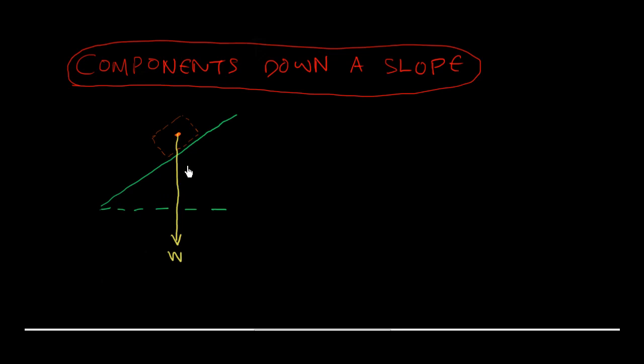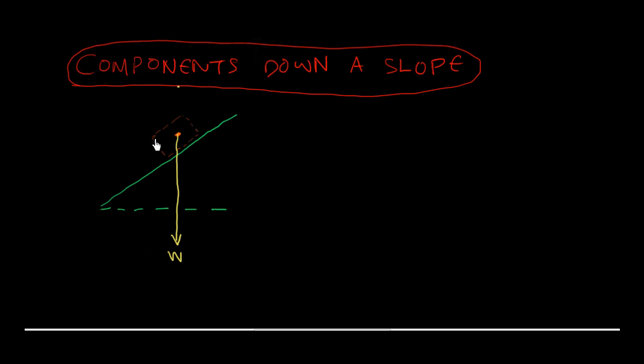Hi, welcome to the video on the components down a slope. This is a thing that a lot of students have a bit of trouble with, so I'm going to do a video breaking down the ideas of what happens when you have something resting on a slope, and I will be talking about the angles on the slope and the reason why certain angles and certain components can be expressed in certain ways. This should be useful in mechanics as well as in physics. So let's get on with it.